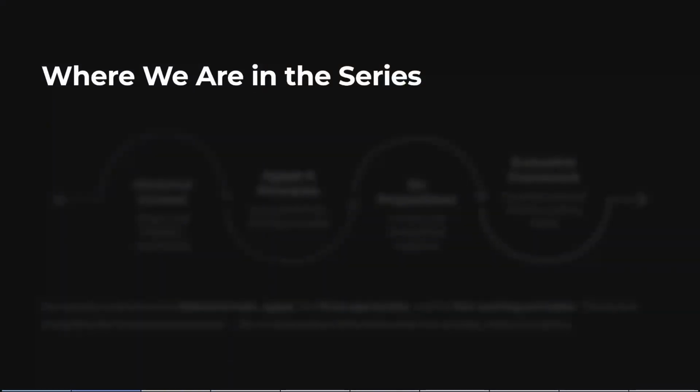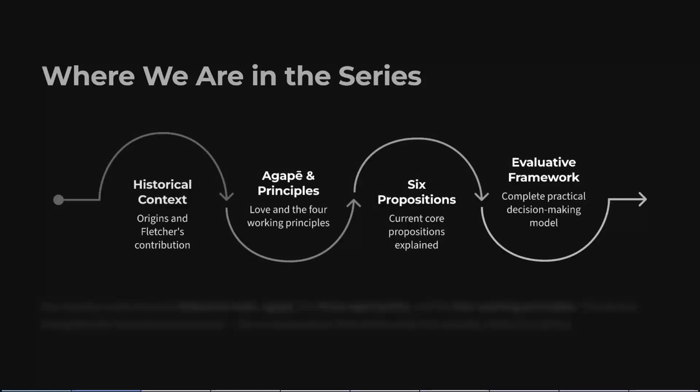So where are we in the series? Before we go further, let us locate ourselves clearly within the series, because understanding where you are in an argument matters as much as understanding the argument itself. You've already covered 3 foundational areas. First, the historical context, the post-war world, the 1960s revolution, and Fletcher's place within the Christian ethical tradition. Second, agapē and the 4 working principles, love as the only absolute, and pragmatism, relativism, positivism, and personalism as the practical orientations that serve it.